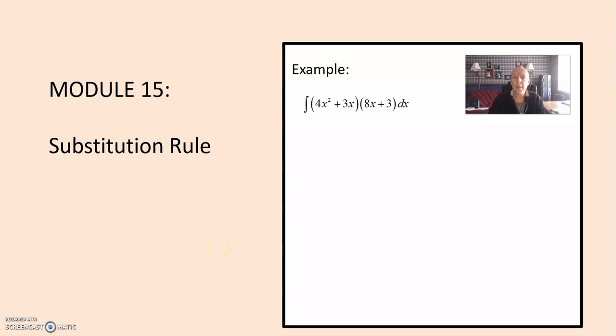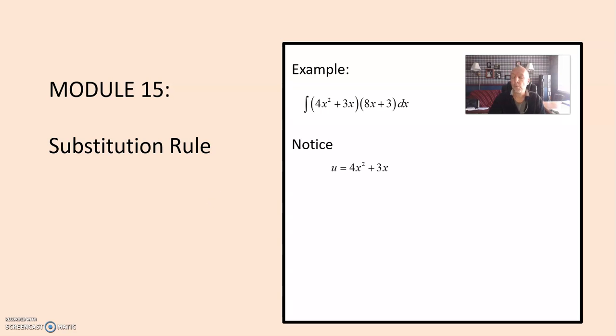In this example, we'll be integrating the product of the quantity 4x squared plus 3x times the quantity 8x plus 3, all of this with respect to x. Now, this example will not have a lot of algebraic manipulation. It's been set up quite easily for us, as the first example should be. But as you work through Module 15, you'll be needing to use your algebra to manipulate and arrange the variables in the appropriate place in order to complete the substitution rule.